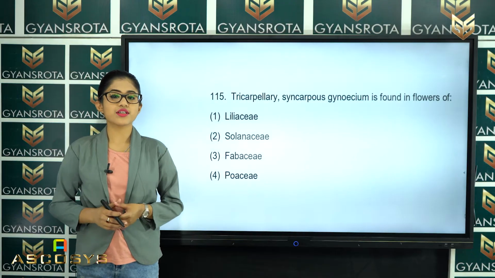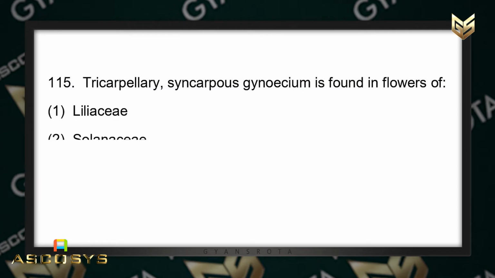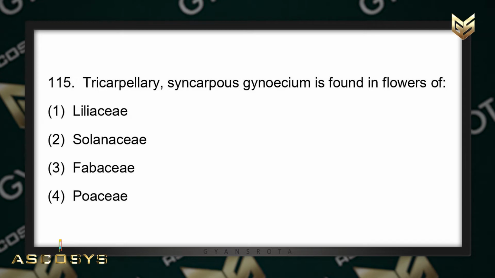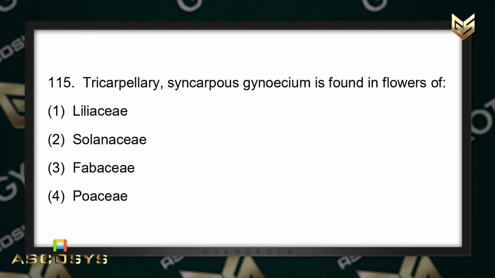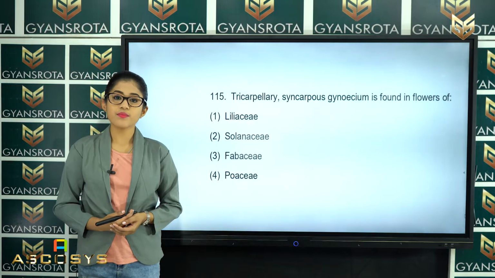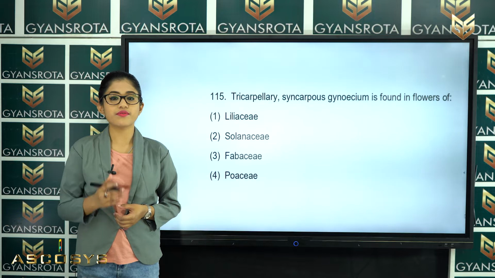Now the next question is question number 115. Tricarpillary syncarpous gynoecium is found in flowers of Liliaceae, Solanaceae, Fabaceae or Poaceae. So this question is from the chapter Morphology of the Flowering Plants.